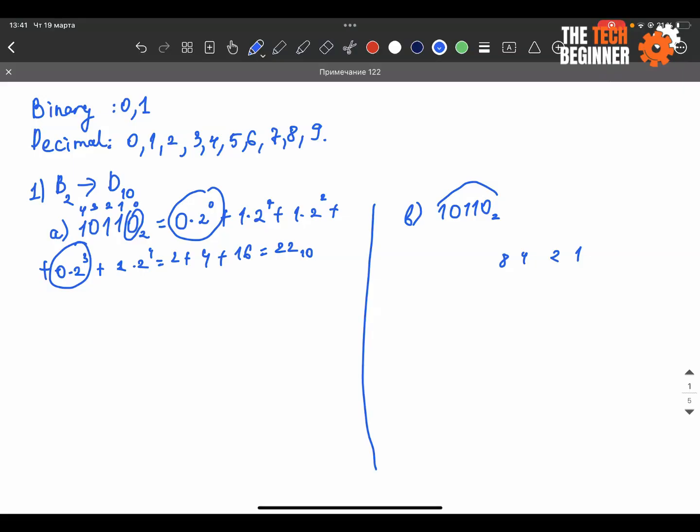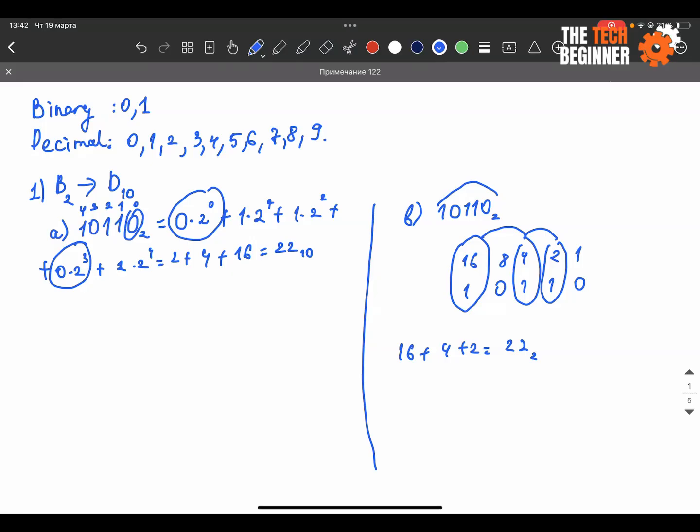So 8 times 2 is 16. Then you put the binary number under each of these numbers: 1, 0, 1, 1, 0. Wherever you have a 1, for example, for 16 we have 1, for 4 we have 1, and for 2 we have 1 right here. We just add all of them together. That's 16 plus 4 plus 2. As you can see, it's also 22. Very easy method. I have one more example.